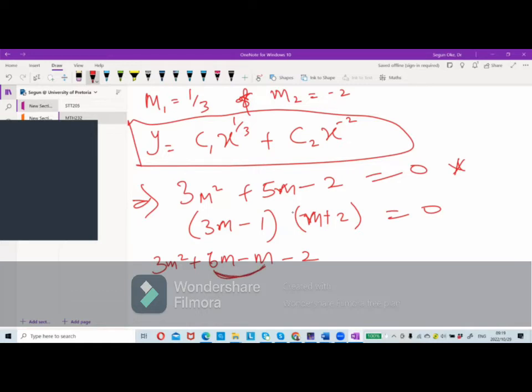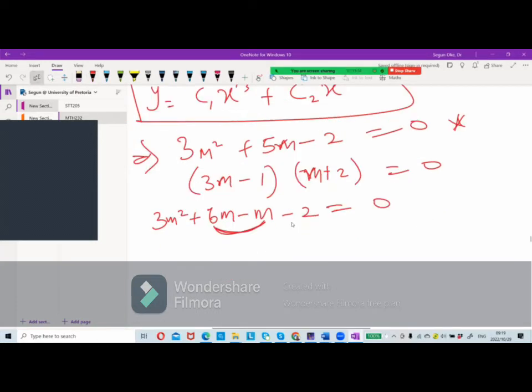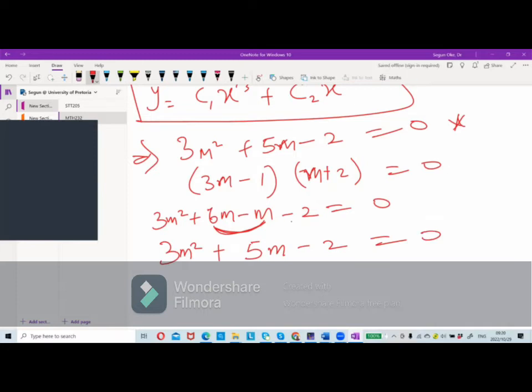Because you're supposed to remove 1 from it. This is more or less like the completing the square method. You agree with me now? So this would now be 3m squared plus 5m minus 2 equals 0. Have I explained it now? My suggestion is that we brought out 3m minus 1 into m plus 2. How did we do that?